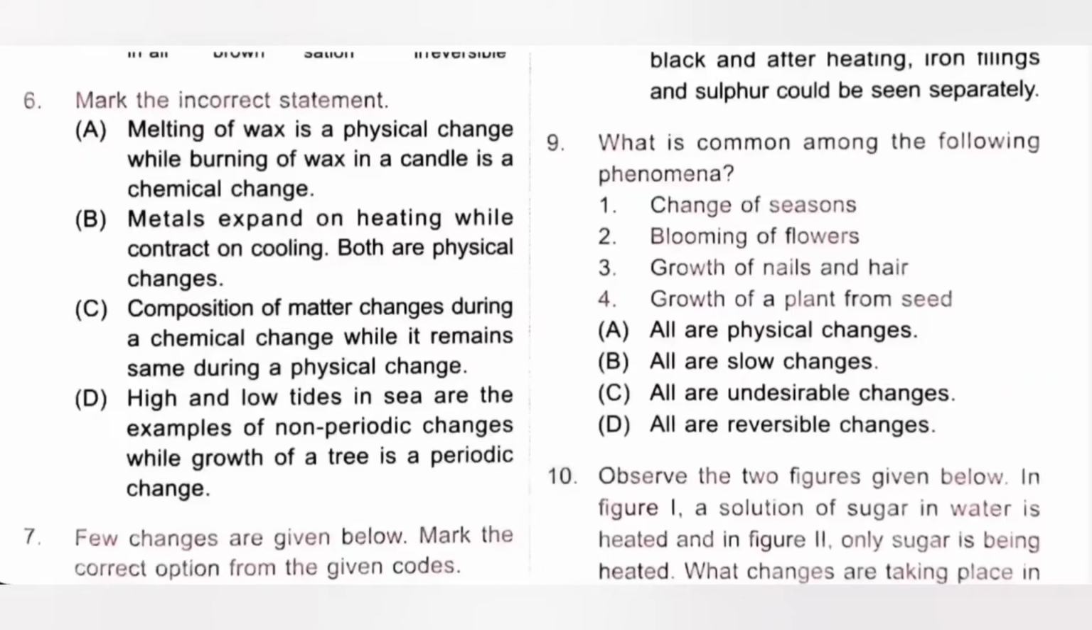Changes which do not repeat themselves at regular intervals are called non-periodic changes. You cannot predict when they will reoccur. For example, occurrence of earthquake, accident, rusting of iron, growing of a tree, etc. So, option D is incorrect. So, the correct option is option D.